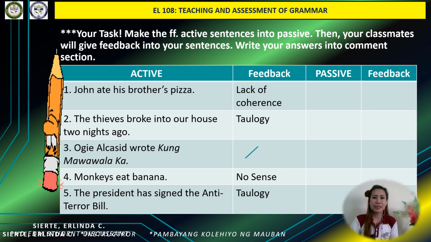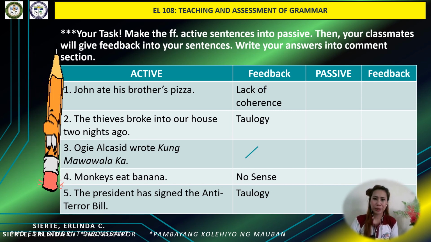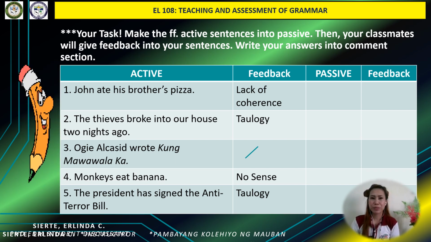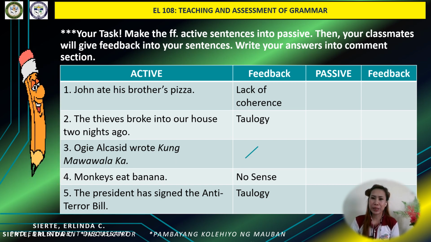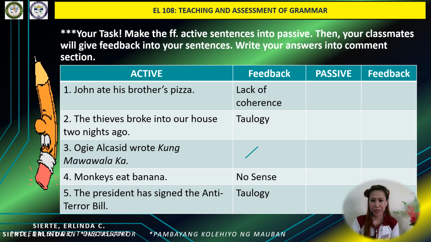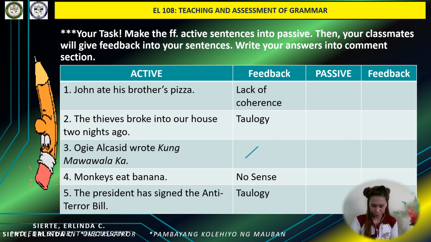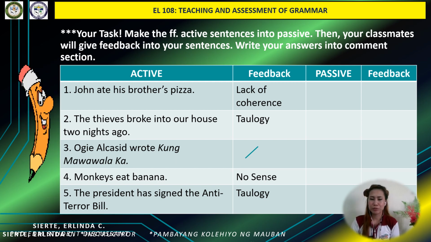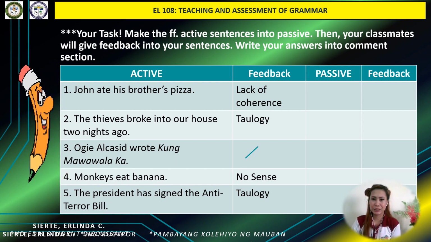So, your test: make the following active sentences into passive. Then, your classmates will give you feedback on your sentences. Write your answers in the comment section. Alright, so you have to do that. Okay, you already did that. So this is just a refresher before we continue our lesson.